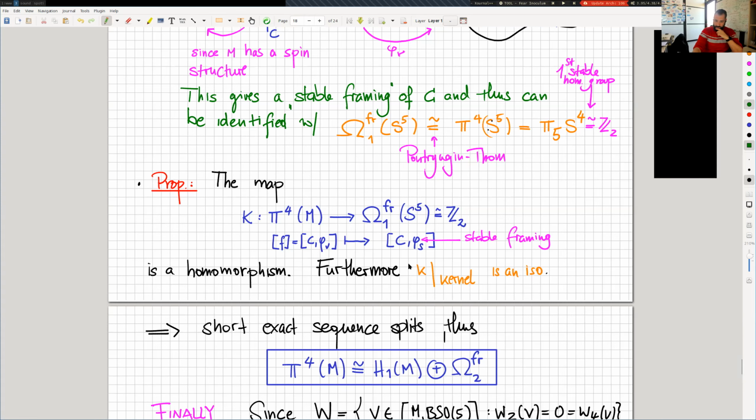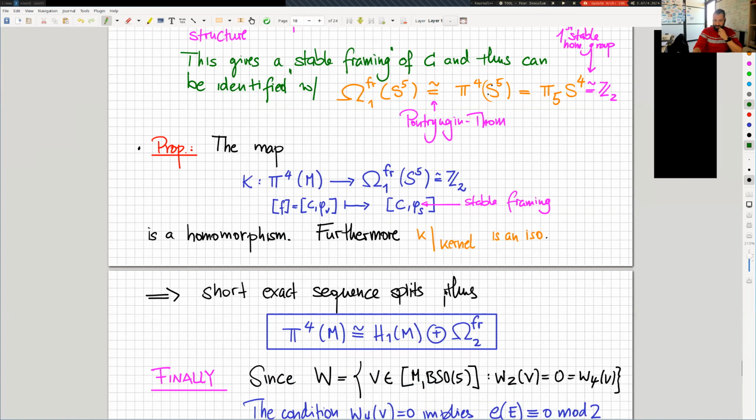Okay, and then I can show that kappa takes different values on the two elements of the kernel, right? And this means that this is an isomorphism. And thus we have that this short exact sequence splits into π4 of M, into H1 and this bordism group here. And the identification, yeah.